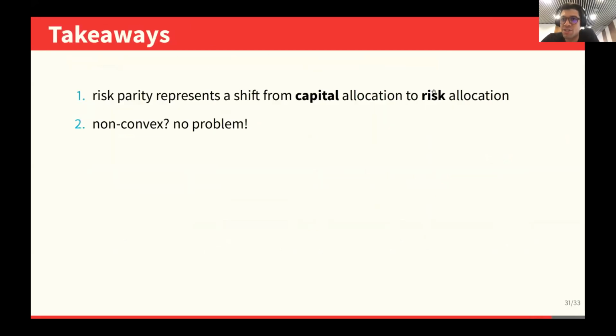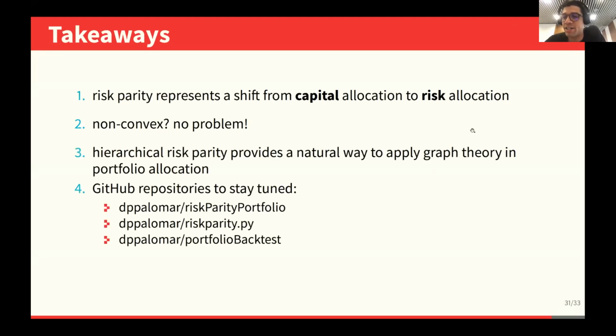Yeah, some closing thoughts. As we've seen, risk parity is pretty much a change in perspective, in philosophy. You want to allocate risk rather than capital, and the same goes for hierarchical risk parity. If your problem is non-convex, there is no problem. You've seen many techniques to deal with non-convex problems, MM, SCA, and so on. And hierarchical risk parity has this very interesting idea of using knowledge from graph theory, which is very hot nowadays, on a very important problem such as portfolio optimization. And we'll see how it develops.